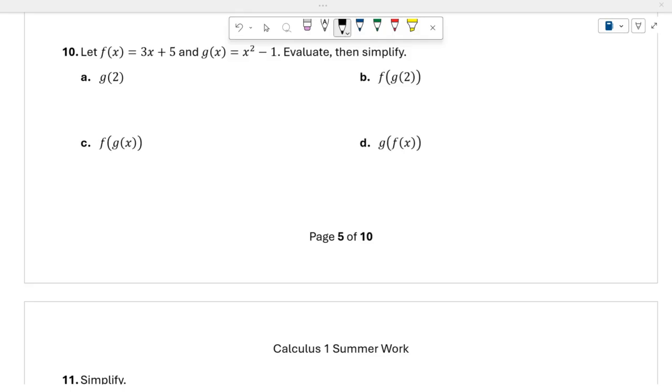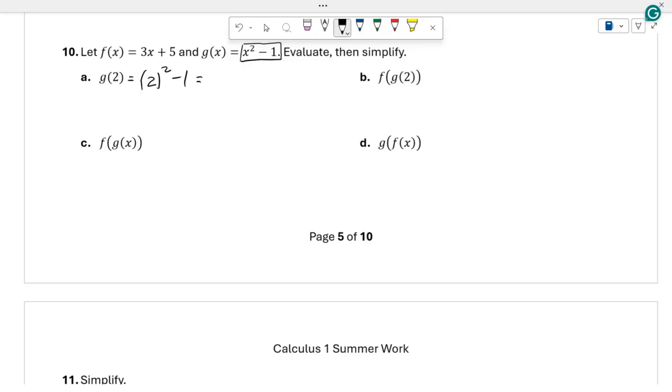The g function indicates that our input is represented by x, and it's saying take that input, square it, and then subtract 1. That's the rule for the g function. So if I want g of 2, I'm going to rewrite the rule to the right of the equal sign for g of x, and everywhere I see an x, I'm going to replace it with a 2. So that x becomes a 2. I square that, and then I subtract 1.